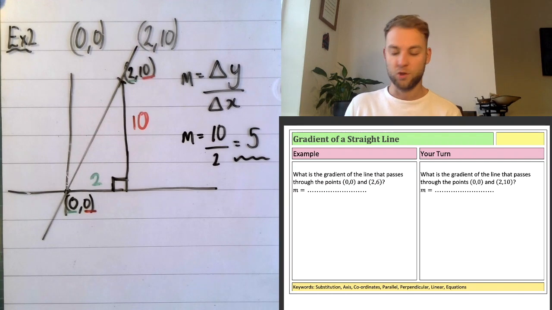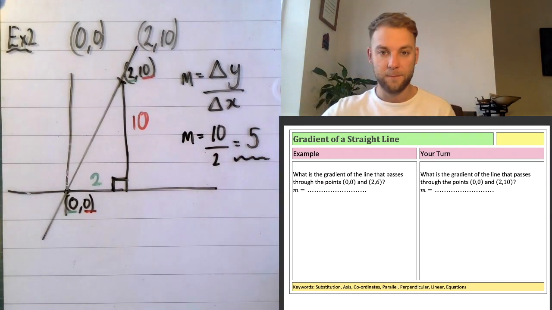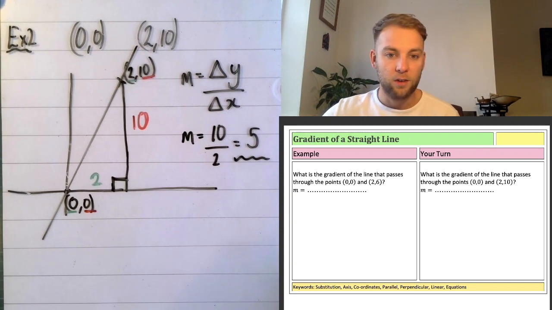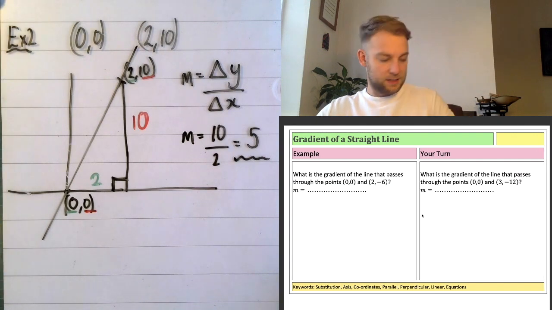Brilliant. Super. So my steepness of this one was 5. The steepness of the last one is 3. Okay, super. So, let's have a look. Let's just check those answers. 3 and 5, brilliant. Okay, so let's have a look at this one now.